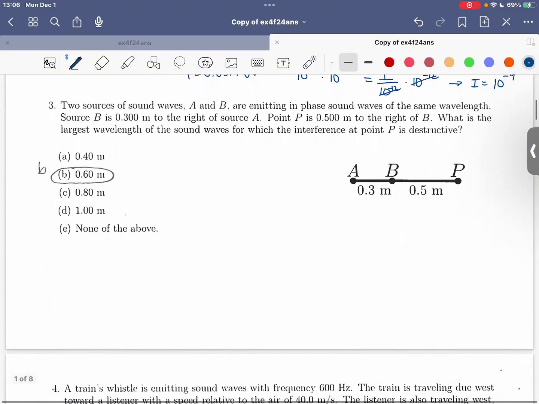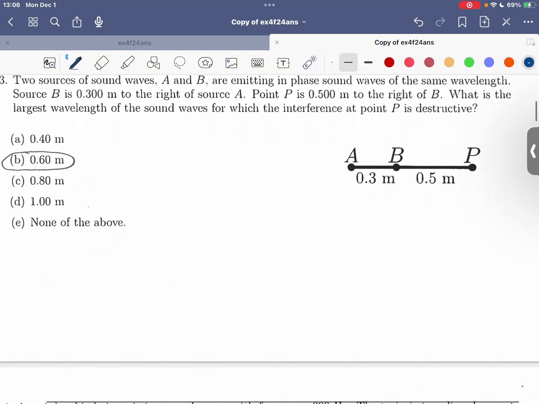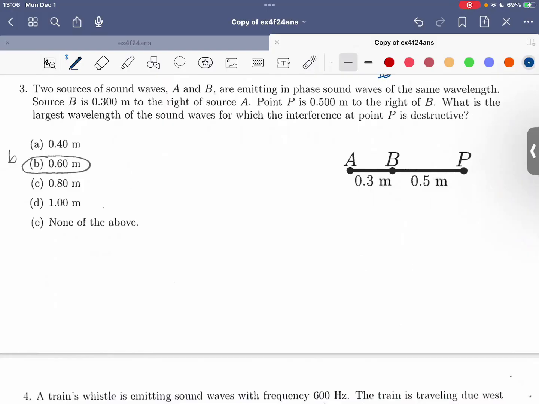Okay. And so number 3, we're told that two sources of sound waves, A and B, are emitting in phase sound waves of the same wavelength. Source B is 0.3 meters to the right of source A. Point P is 0.5 meters to the right of B. What is the largest wavelength of the sound waves for which the interference at point P is destructive?